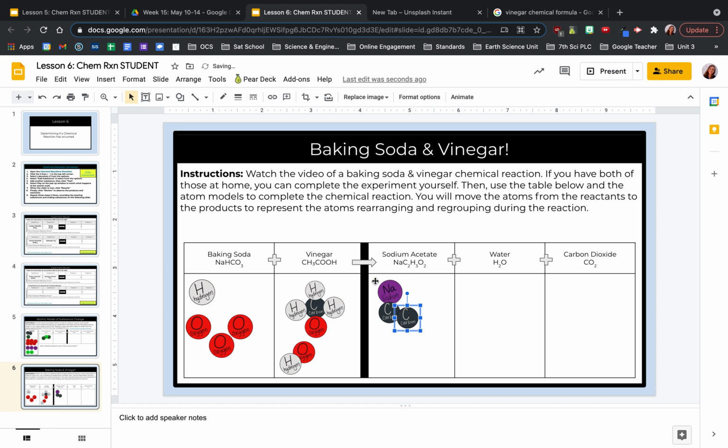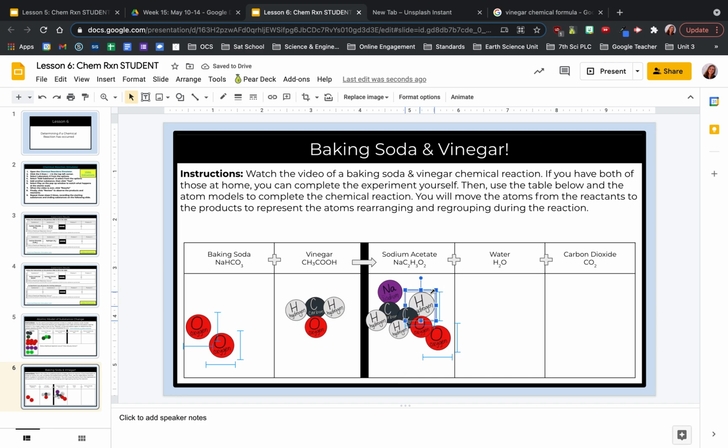I need 3 hydrogen atoms. I'm going to take one from over here, another one from over here, a third one from over here. And I need 2 oxygen atoms. I'll take one from here and one from here. Again, it doesn't matter what order you connect them in.